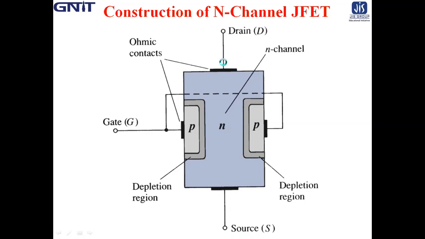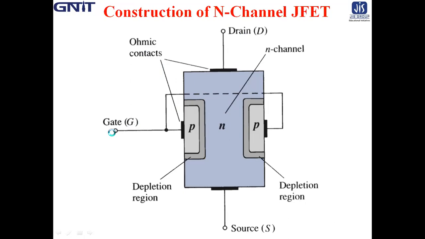Next is the drain. What is drain? The terminal of an N-channel JFET connected to the positive pole of the drain voltage, say VDD, through which the majority carriers, that is electrons, leave the bar, is known as drain.